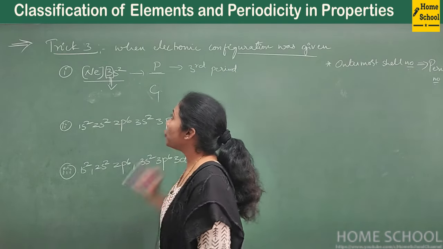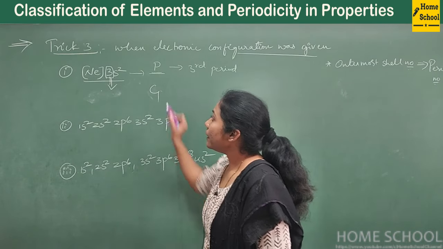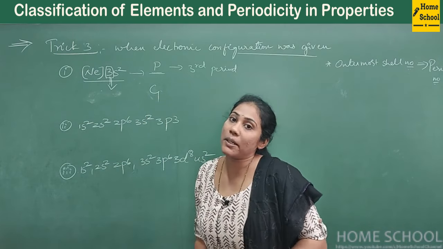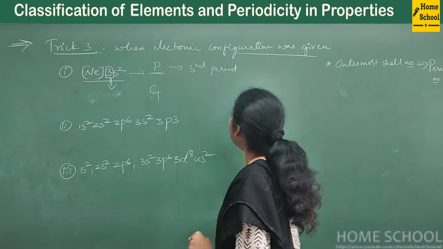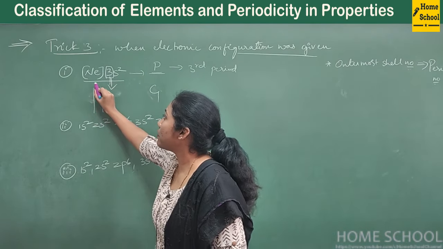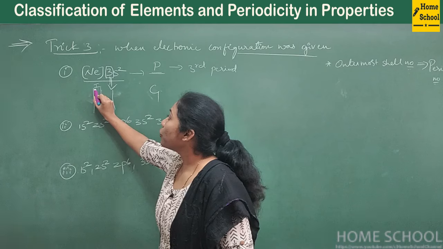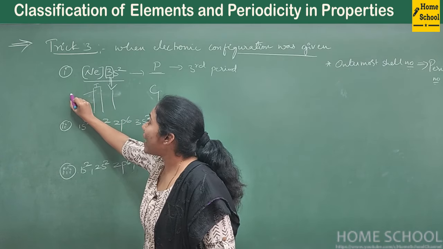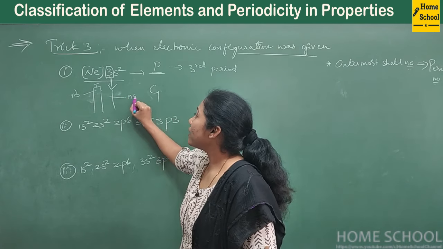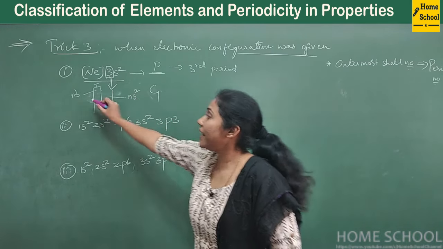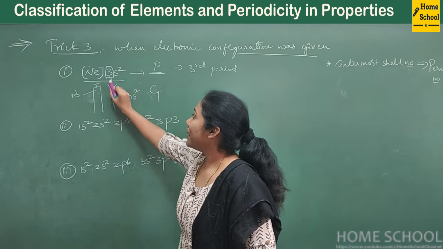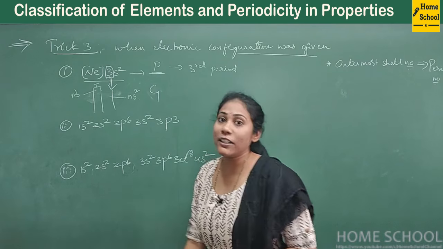Okay, and coming to group number. To identify the group number, you see where the last electron is present. The last electron is present in the S orbital. That means the element will belong to the S block. So there are two groups in the S block. This is group 1, group 2. Group 1 elements will have the electronic configuration ns1. Group 2 elements will have the electronic configuration ns2. All this I told in my previous video, right? So ns2, that means 3s2. That means this element belongs to the second group, right?